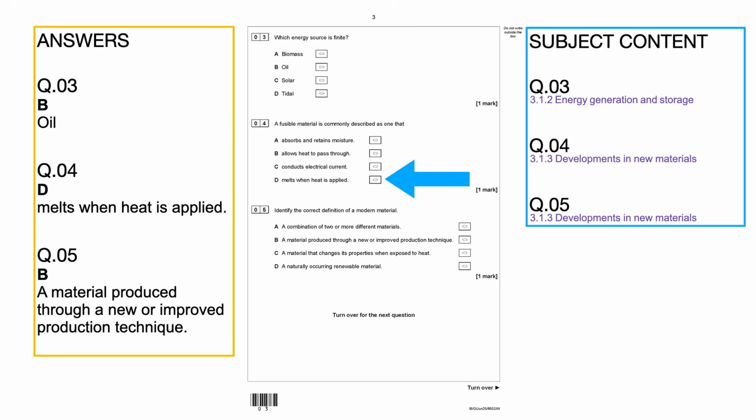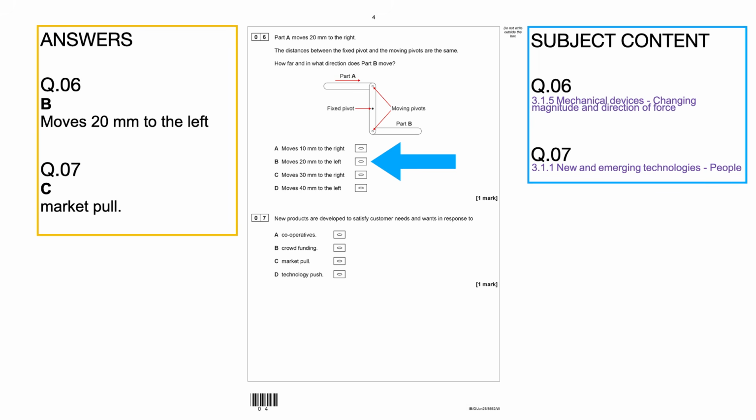Question 4, a fusible material is commonly described as one that D, melts when heat is applied. Question 5, identify the correct definition of a modern material, and that is B, a material produced through a new or improved production technique. Question 6, part A moves 20 millimeters to the right. The distances between the fixed pivot and the moving pivots are the same. How far and in what direction does part B move? Now the answer to this is B, it moves 20 millimeters to the left.